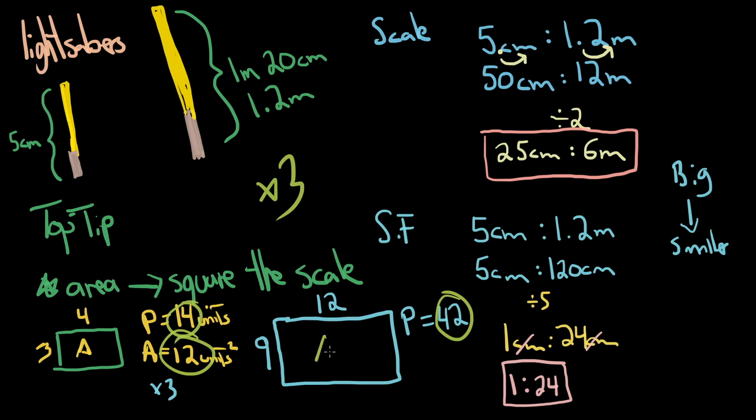It's 108. Wait a second. It was 12, and then it became 108. How did that happen? Well, because if you're doing area, I needed to square it. So it's not times 3, it's actually times 3 squared, which is timesing it by 9. 9 times 12, the original, is 108.